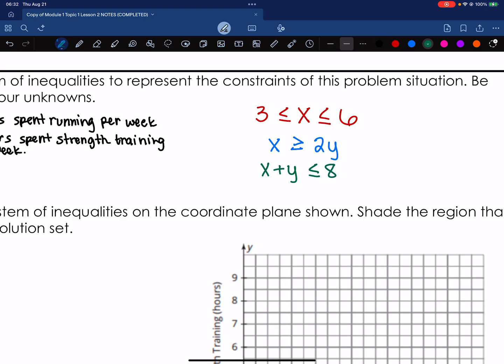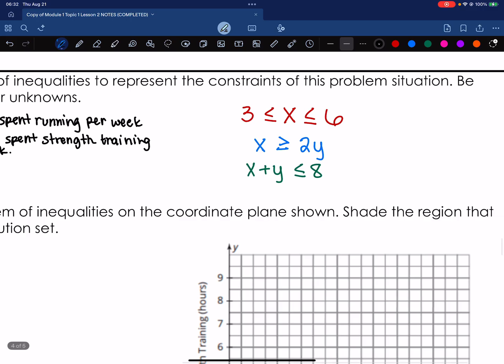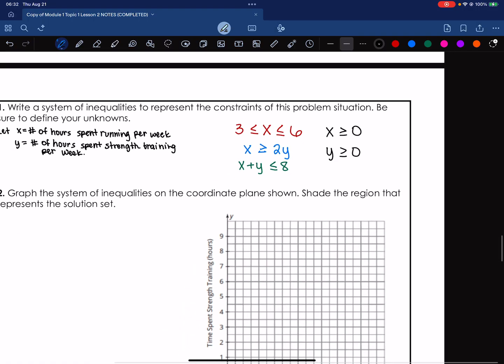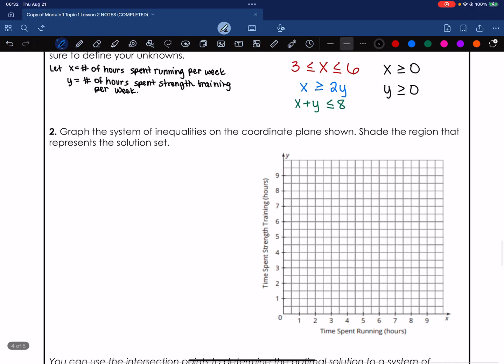Now, because this is a real life situation, we do need to add some constraints, okay? What we need to make sure we add is that Brad cannot work out negative hours or run negative hours, so X has to be greater than 0, and Y has to be greater than or equal to 0 because he cannot strength train negative hours. So what we're going to do is graph this system of linear inequalities on the coordinate plane, and we're going to shade the overlapping area.